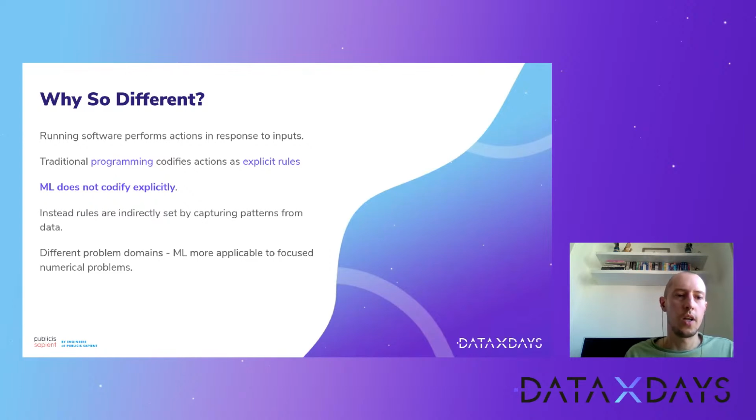So why is it so different? Well, running software, if we think about it, performs actions in response to inputs. So traditional programming codes these actions as explicit rules. Now, this is rather different with machine learning. Machine learning does not codify explicitly. Instead, rules are set indirectly by capturing patterns from data. And those patterns are then reapplied to make predictions. So machine learning is more applicable to a different kind of problem domain, especially to focused numerical problems.